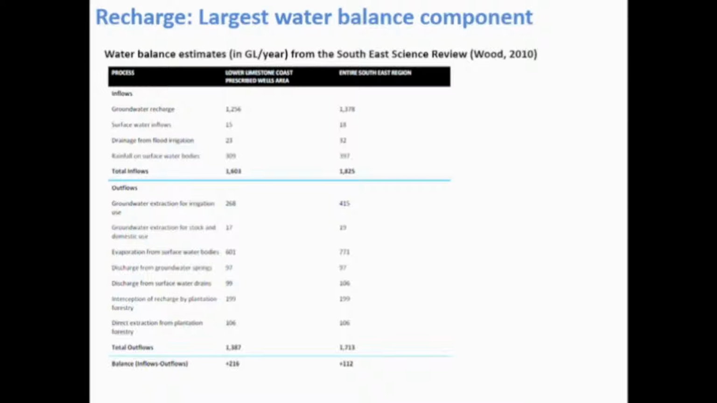So this slide shows a water balance that was developed as part of the Southeast Science Review in 2010. Whenever I talk to Cameron Wood about this, he's always quite keen to point out that it's a first pass estimate. Nevertheless, it shows the importance of recharge within the water balance. And here it's about 80% of total inflows to the system.